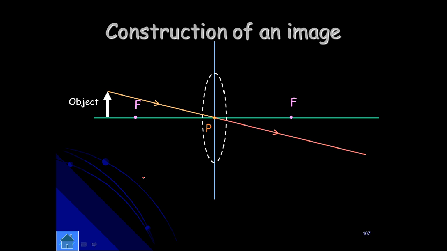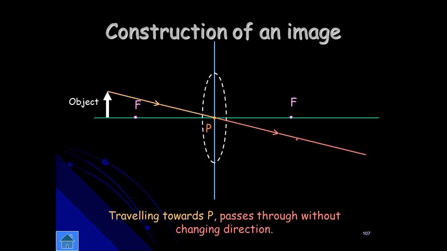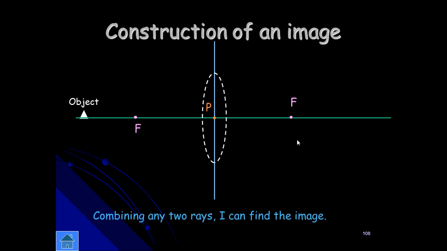But this is my preferred line. It is so simple to draw and it is so effective in forming those images. This would be my first one, and then this would be my second. Once we have those two rays, where they cross is where the image, if any is formed, forms. Combining any two rays gives you that location.